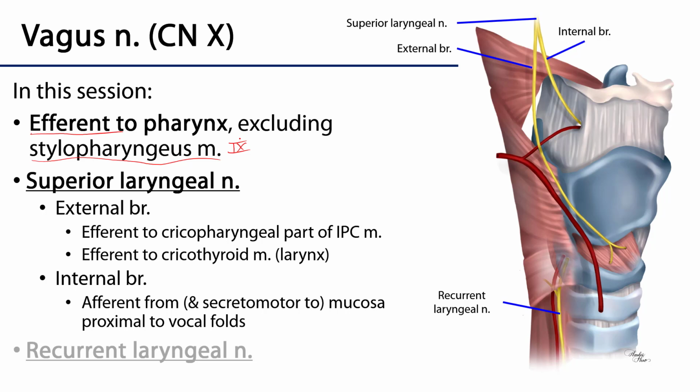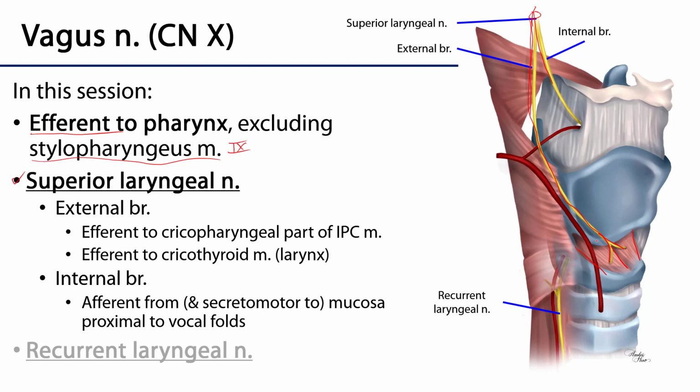Beyond those branches, the vagus nerve sends off a superior laryngeal nerve. That superior laryngeal nerve we can see here, descending down and then branching into an internal branch and an external branch. That external branch, if we follow it down, is heading toward the cricothyroid muscle, which is one of the intrinsic muscles of the larynx. That cricothyroid muscle is an important elevator of pitch.